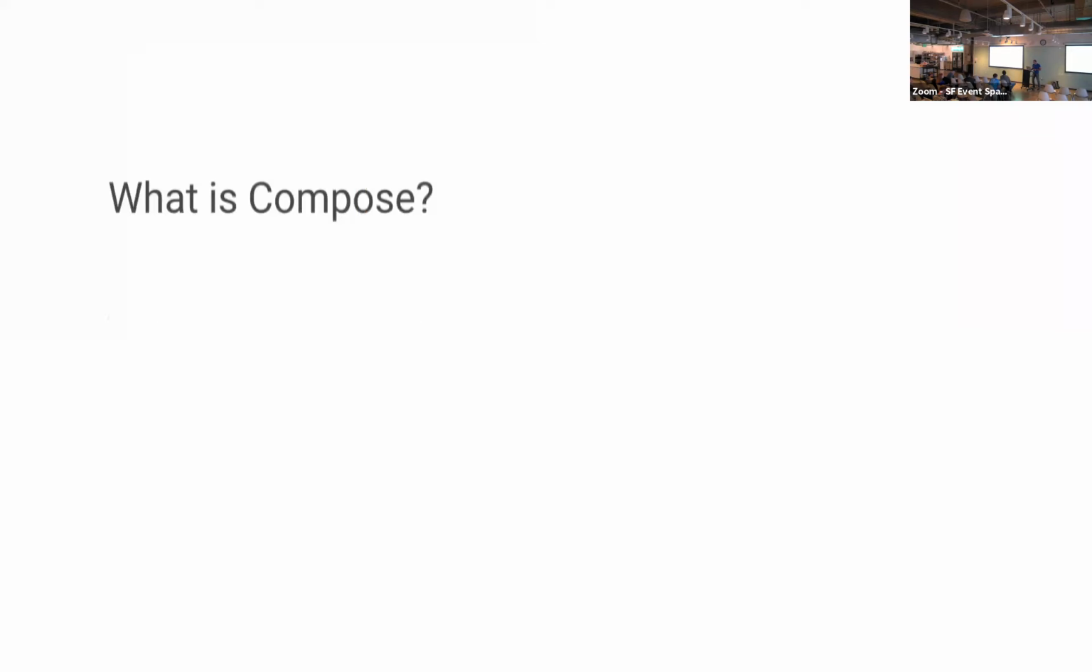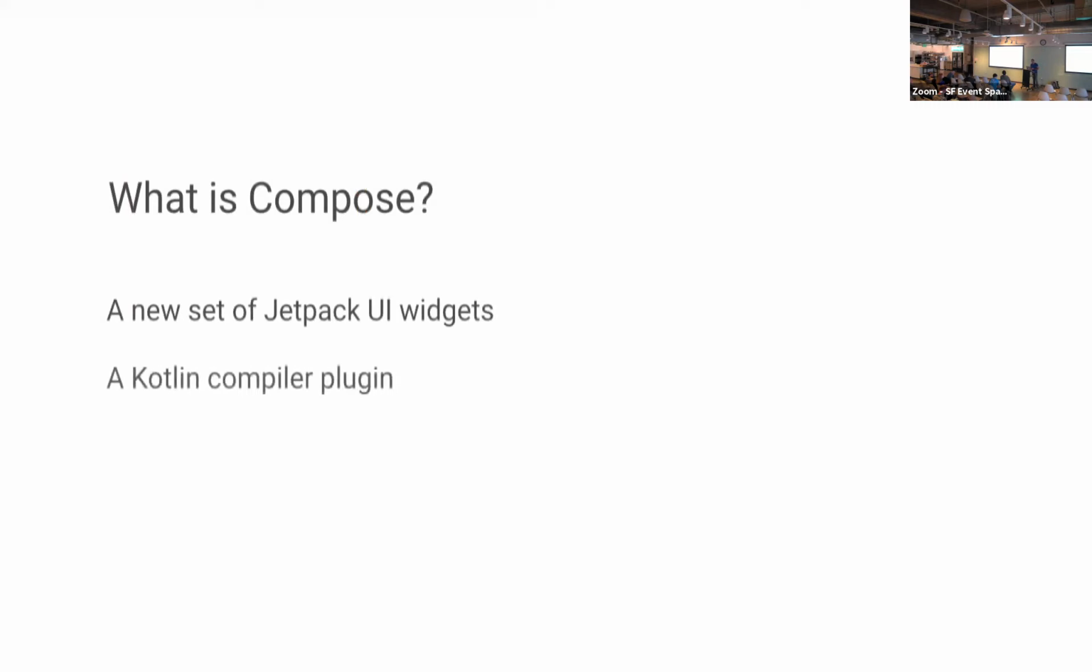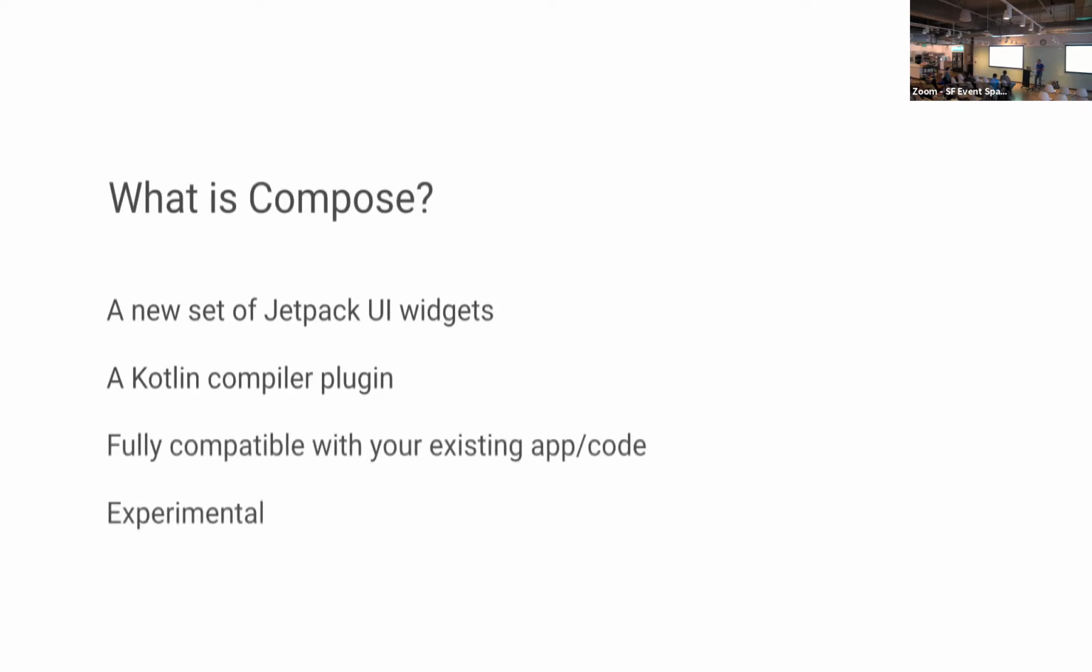So what is Compose? It's a new set of Jetpack UI widgets. It works with a Kotlin compiler plugin. I suspect most of you would guess when seeing the annotation, it's basically an annotation processor which goes into your code, understands how and where you compose the UI, and generates the UI for you. It's fully compatible with the current UI widgets and apps, but it's still at a very, very early stage and experimental.